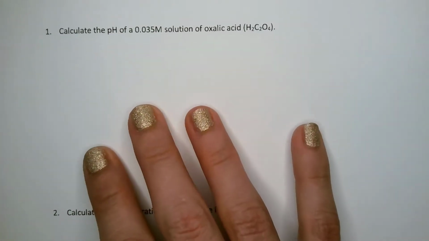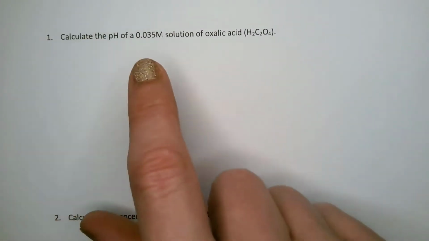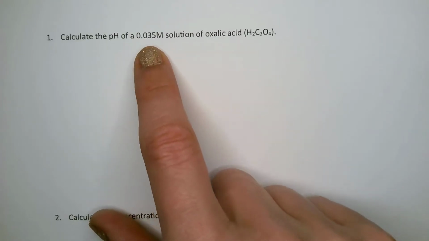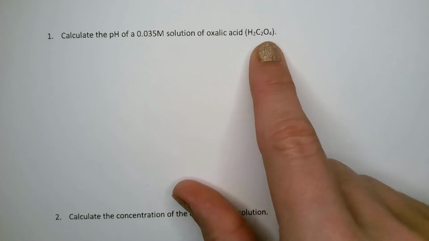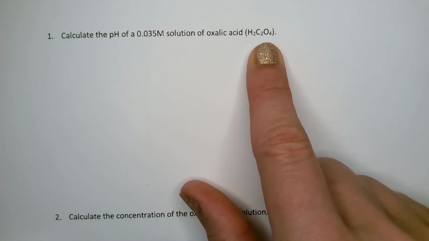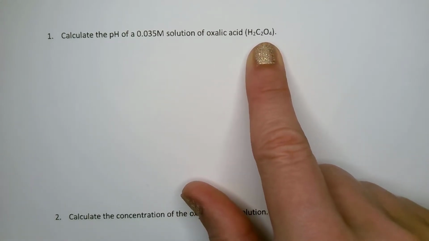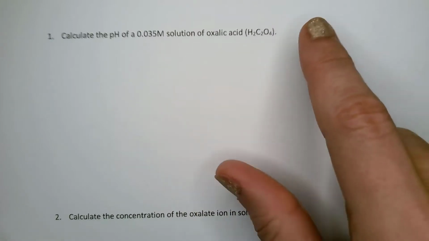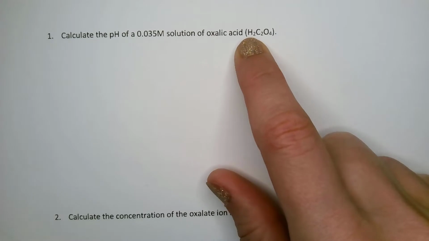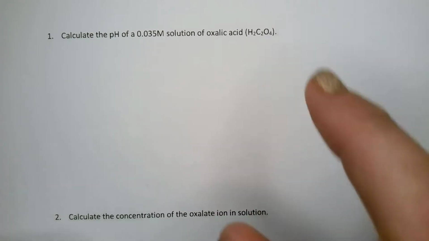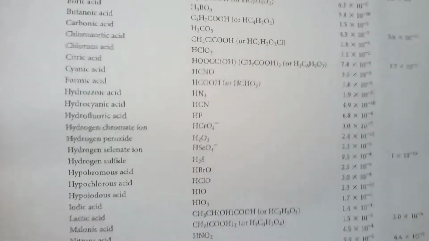All right, let's look at a couple practice problems. We need to calculate the pH of a 0.035 molar solution of oxalic acid, which is H2C2O4. So to find the pH, remember, we need to use the Ka1. We can see that this is a diprotic acid. There's two H's. So let's look at our Appendix D for oxalic acid.